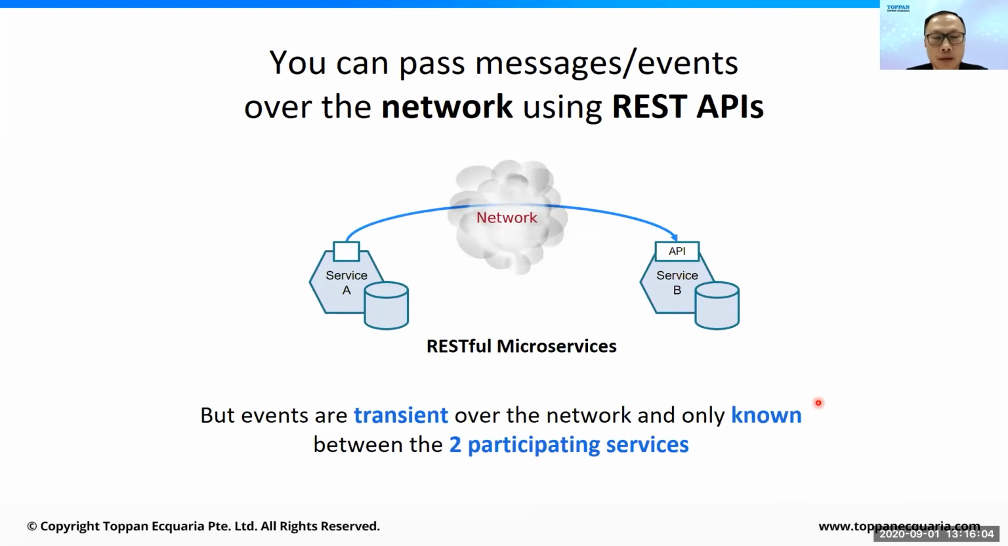And today, when we build microservices using REST API, this is how we pass messages between microservices. We basically pass them over the network as a REST API call. But the problem is that the events are actually transient over the network. And at the end of the call, only the 2 participating services know about this event. So what happens is this event is also relevant to some other services.